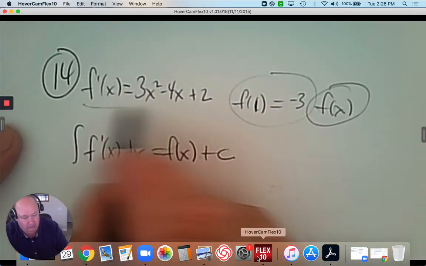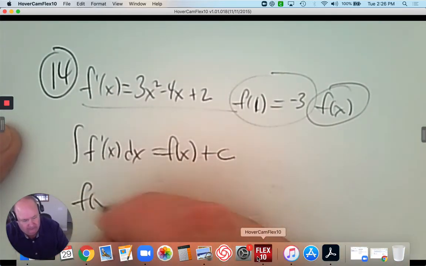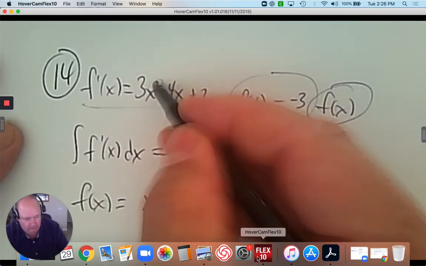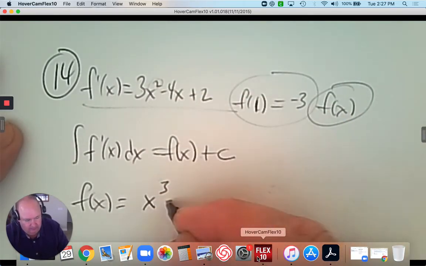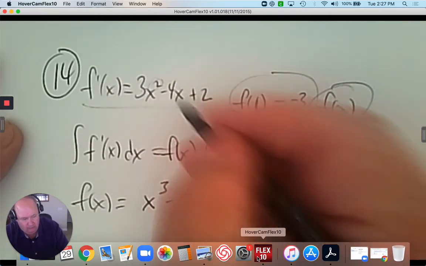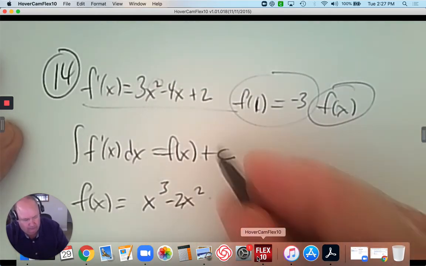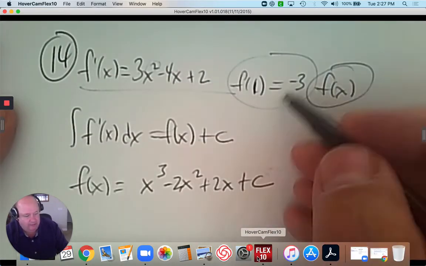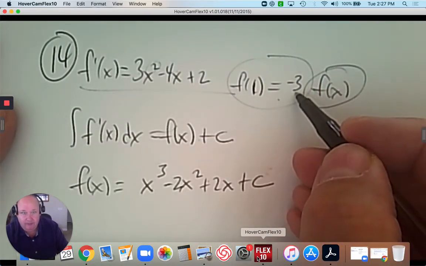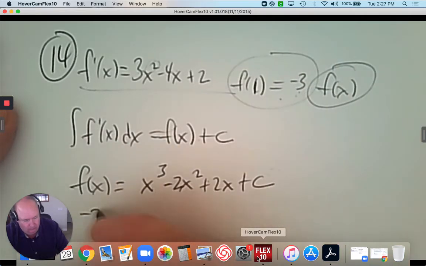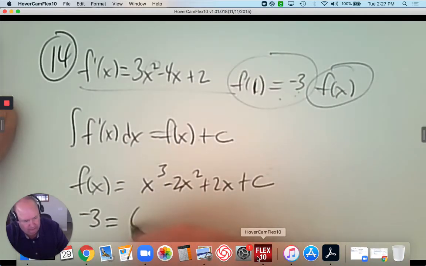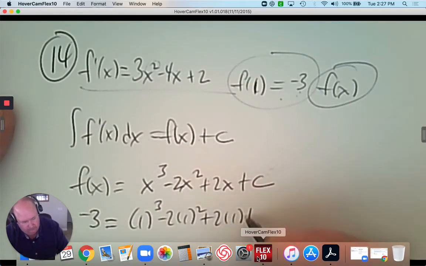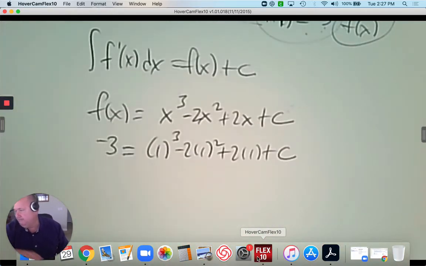So in other words, can you integrate this? f at x is going to equal x cubed, divide by 3, that's 1, minus x squared. 4 divided by 2 is 2, and then 2x, and then the constant. Now we're given a value to plug in: the y value, which is f at x, and then the x value, which is 1. And now solve for c.